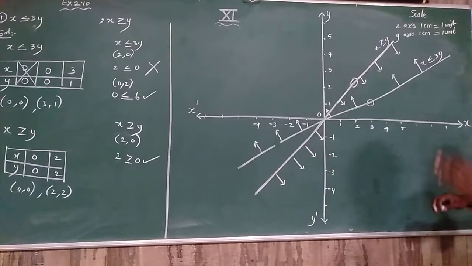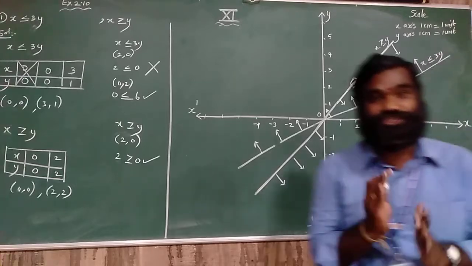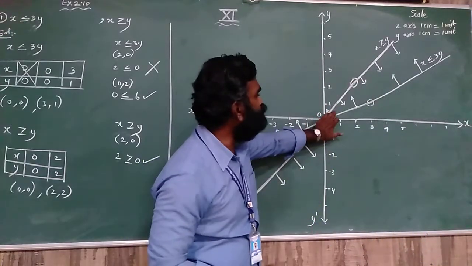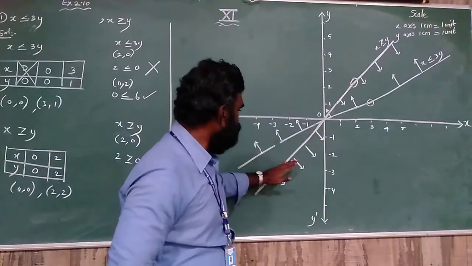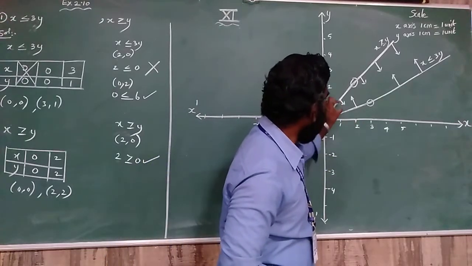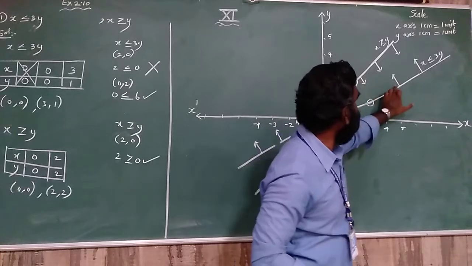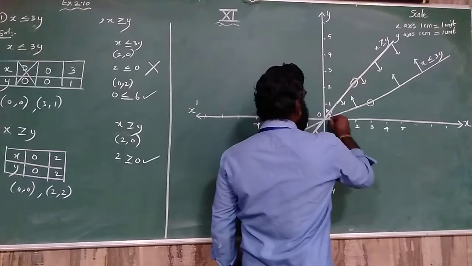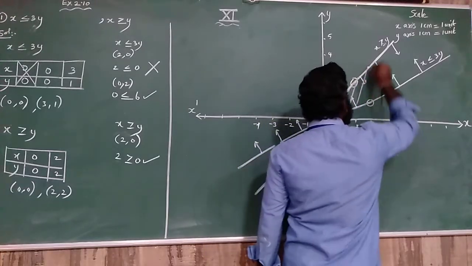After putting the arrow, you can shade the intersection of both. We need to find the region common to both. This one shades here, this one shades here. This part is of no use. But see, this part is shaded by both sides. This one shades the intersection. So this is called our feasible region.